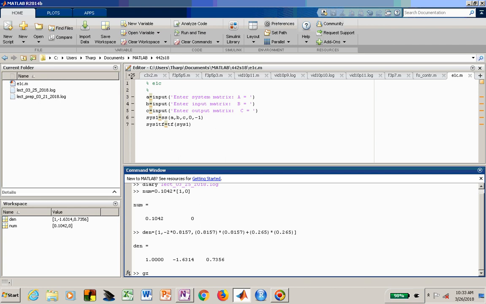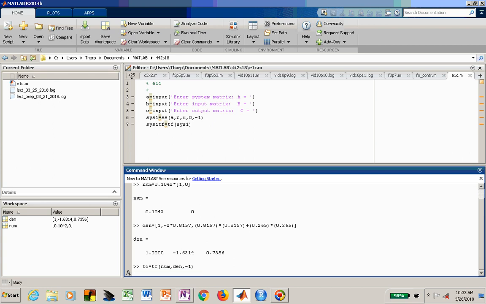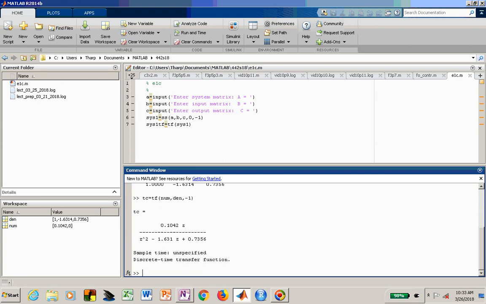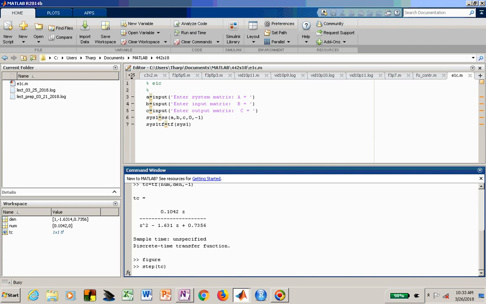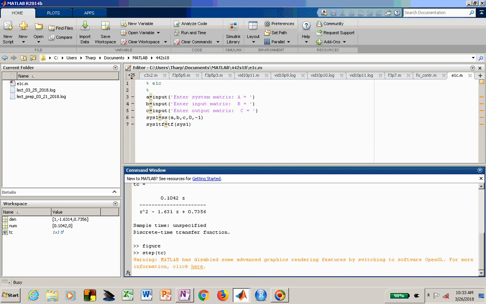Before, didn't I call this TC? So I'll call this TC equal to the transfer function of num, denom, with no specified sample period. And there is now our transfer function, and if we want to, we can now, in a figure, look at the step response of that particular second order transfer function.